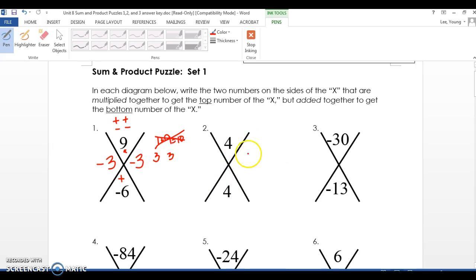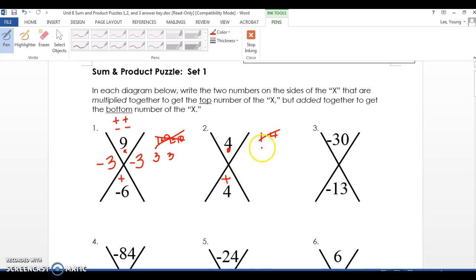Actually, this one is really easy. Let's take a look at 4. We're trying to get two numbers that multiply to 4 and add up to 4. This one is very easy. So what can that be? 1 and 4 is not going to work automatically, correct? Because 1 plus 4 is not 4.